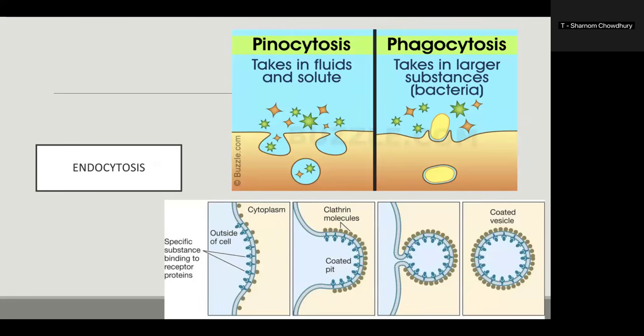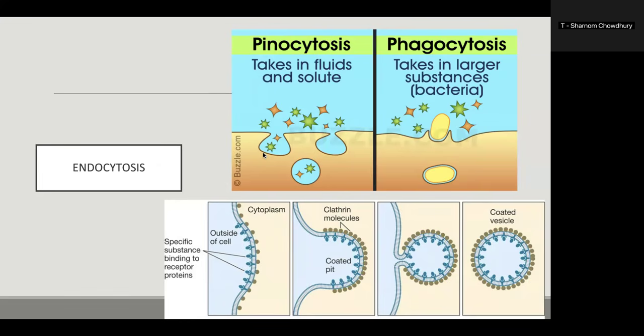So now we're going to talk about endocytosis. We talked about endocytosis a little bit a few minutes ago when we referred to phagocytosis. Endocytosis essentially brings materials from outside the cell inside the cell. Endo, inside. Exocytosis is the opposite. It's moving stuff outside the cell.